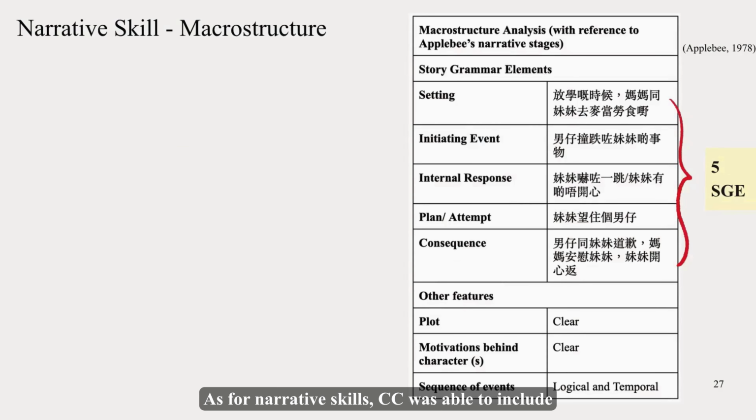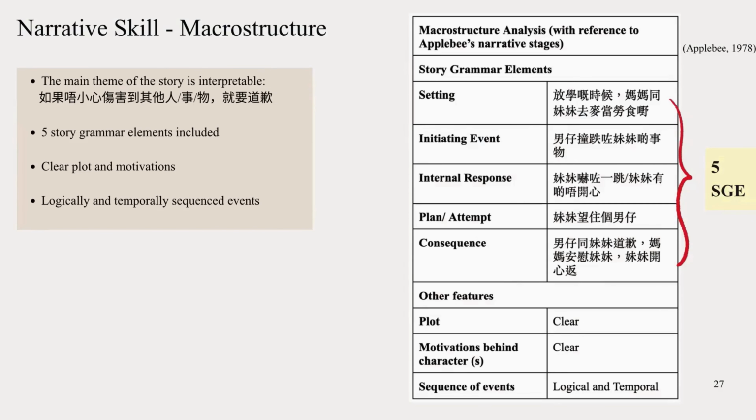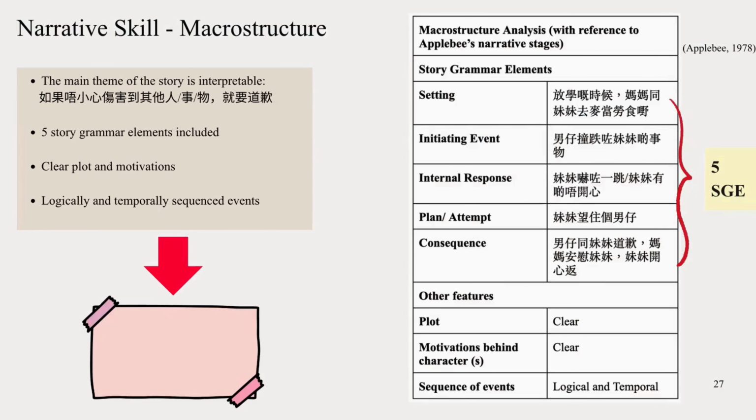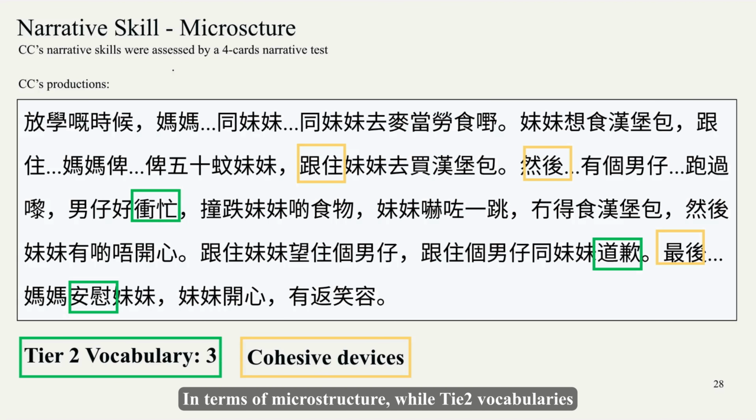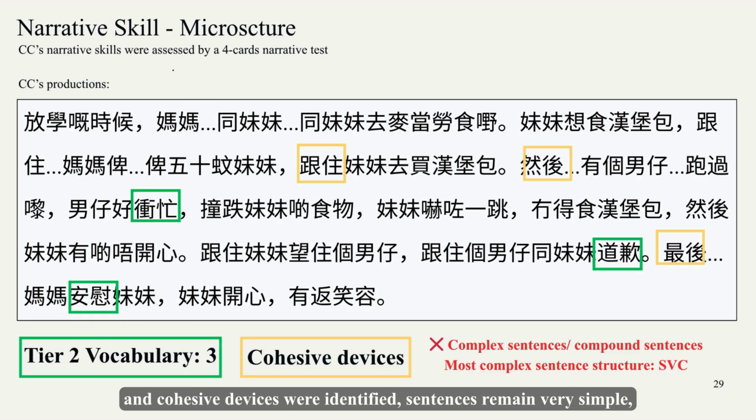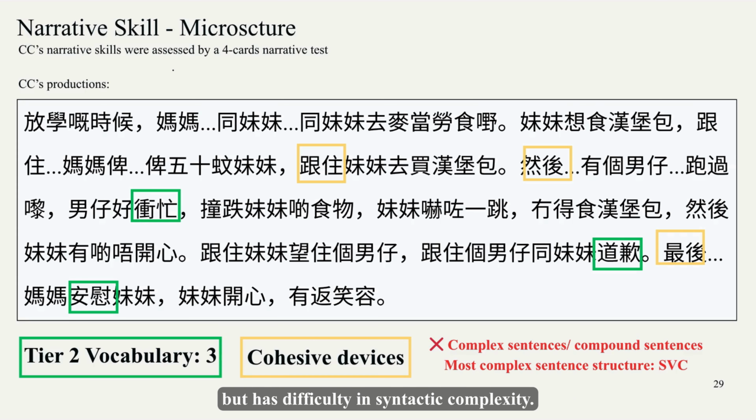As for narrative skills, Cici was able to include a clear theme and plot of a story. 5 story grammar elements were identified where events were sequenced logically and temporally, suggesting an Applebee's true narrative stage and therefore good macrostructure. In terms of microstructure, while Tier 2 vocabulary and cohesive devices were identified, sentences remained very simple, further showing that Cici has good content and cohesion, but has difficulty in syntactic complexity.